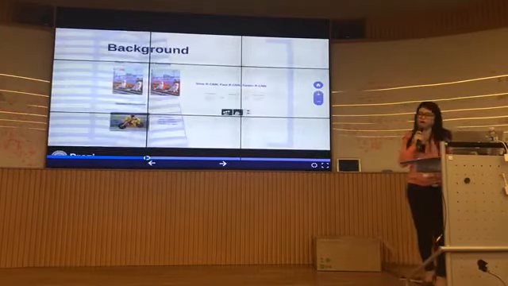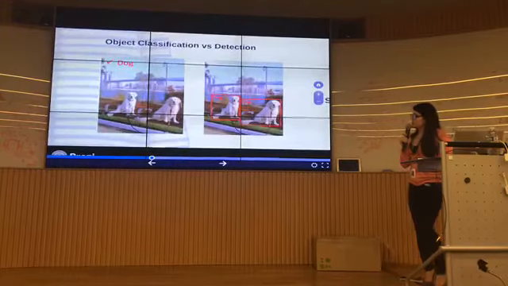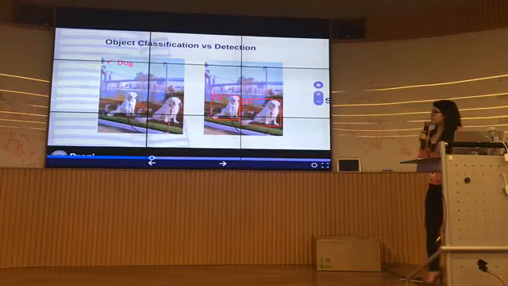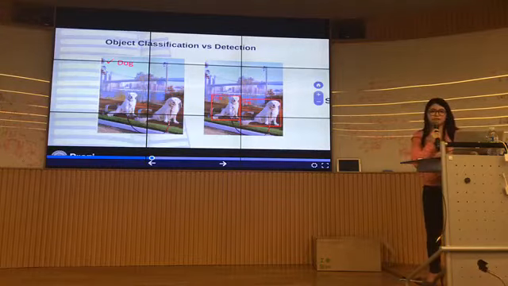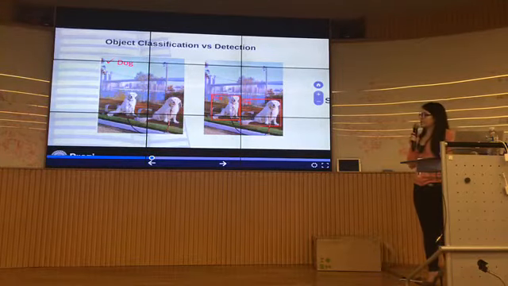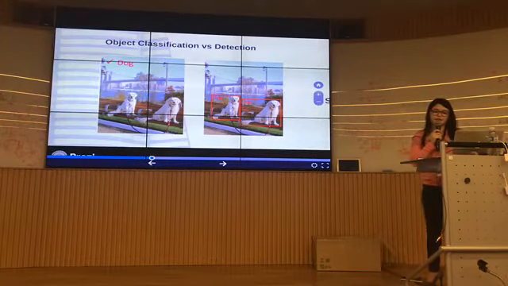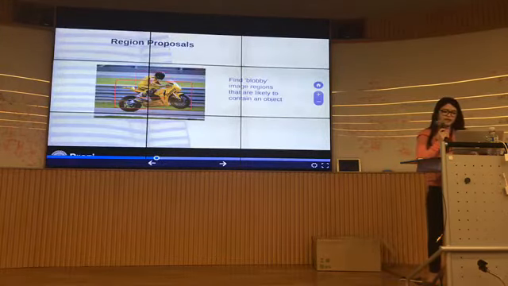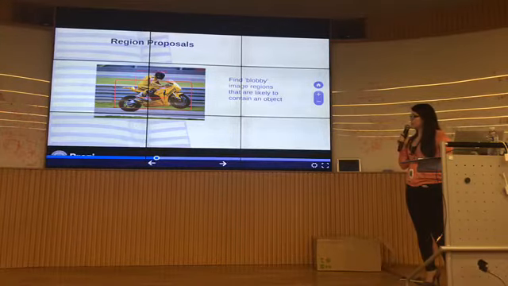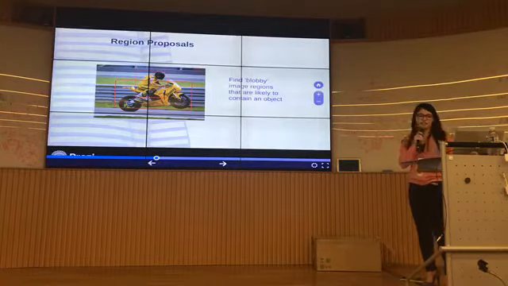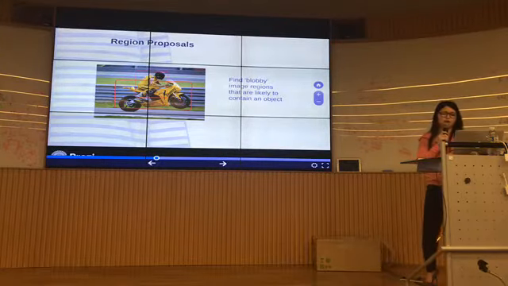So part 1, to go over the background, the difference between object classification versus detection. The left one looks at the whole image and says it's a dog, whereas the right one can pinpoint certain regions of interest and then say it's a dog. So that leads me to my next point, region proposal. In non-technical terms, it just finds blobby image regions that are likely to contain an object. So this is what you call a region proposal.